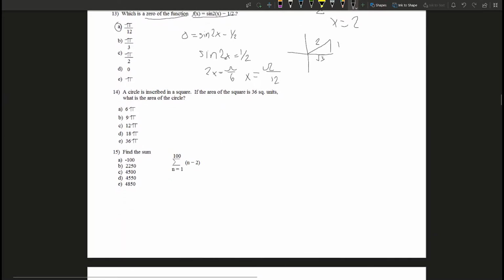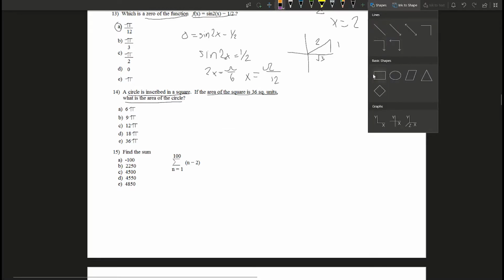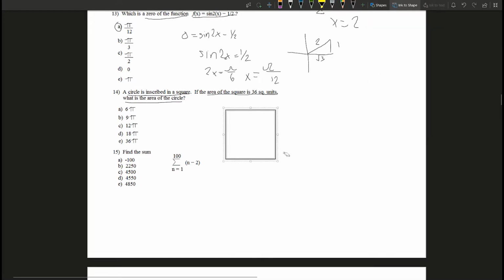All right, number 14. A circle is inscribed in a square. If the area of the square is 36 square units, what is the area of the circle? Okay, so we're going to draw a square. Hold up, let me just get this shapes tool. A square. I'm going to draw a very rudimentary circle in it. Okay, I would say that's close enough. So the area of the square is 36 square units. So what's going to be the area of our circle?